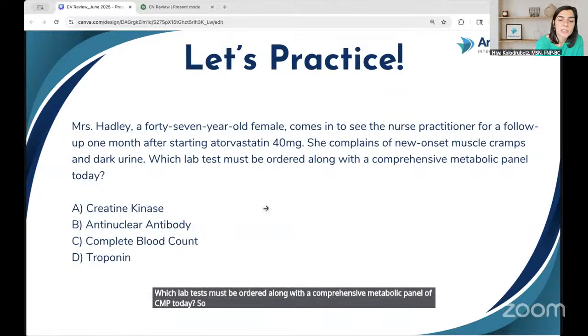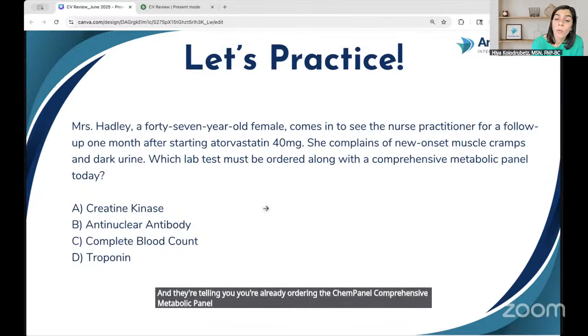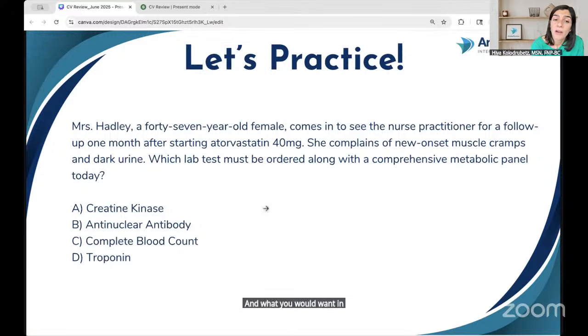So what are you going to assess? So which lab tests must be ordered? They're asking you for a lab test, and they're telling you you're already ordering the chem panel, comprehensive metabolic panel. So think about what's in that chem panel and what you would want in addition to what's already in that chem panel.